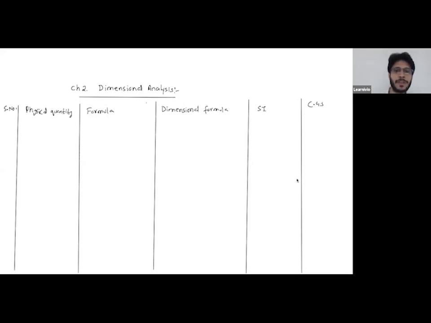So after specific heat, the next quantity is quantity number 15. The next quantity is frequency. See, frequency is 1 by time period. So 1 by time period means its dimensional formula would be T minus 1. The SI unit of frequency is seconds inverse or hertz. CGS is second inverse. So this is frequency.